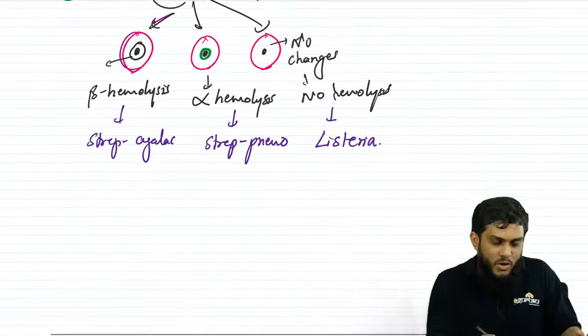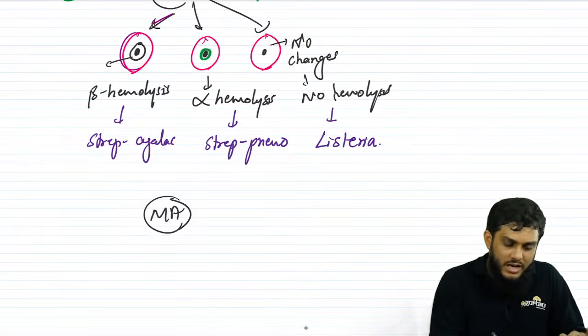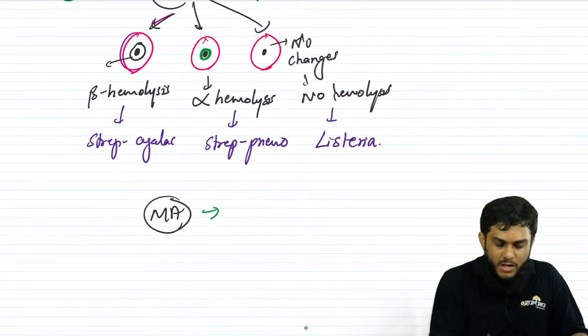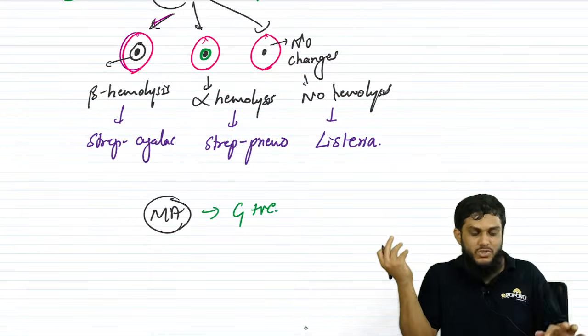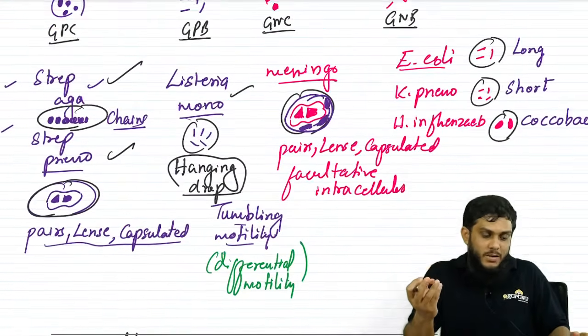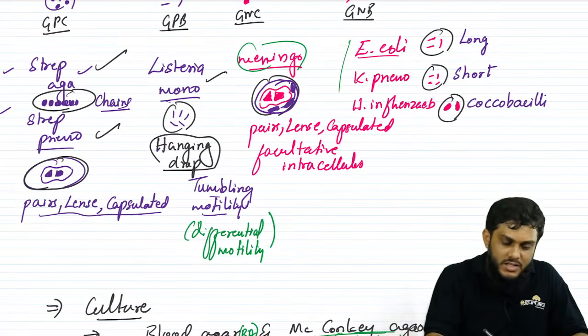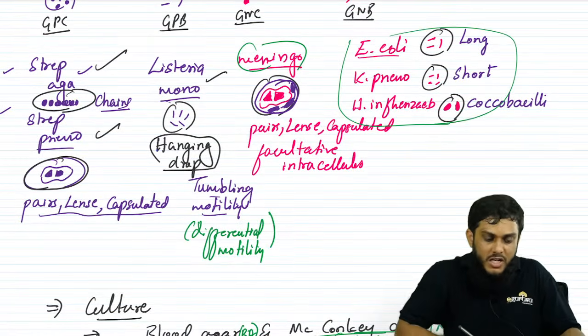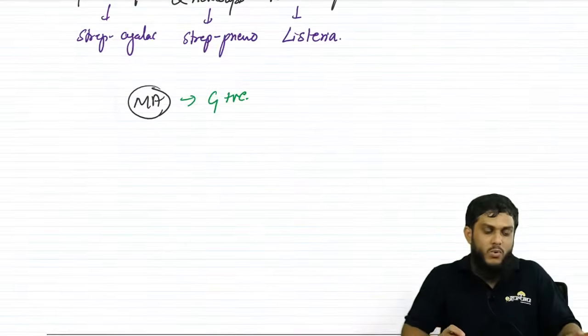When we see MacConkey, we know that only gram negative bacteria grow on MacConkey, because MacConkey contains bile salts. Bile salts inhibit gram positive bacteria. Only gram negative grow. When we think of gram negative, there are only four possibilities: meningococcus, Escherichia coli, Klebsiella pneumoniae, and Haemophilus influenzae. These are the four possibilities on MacConkey.